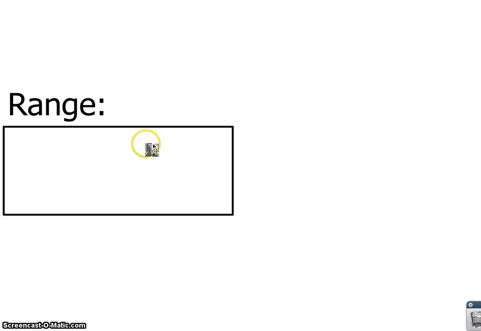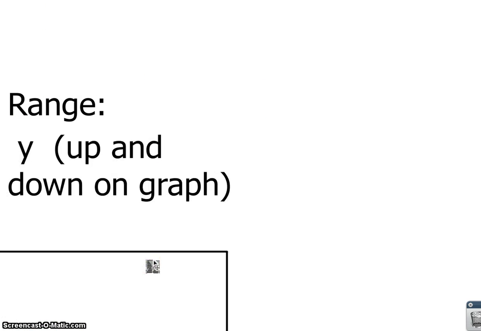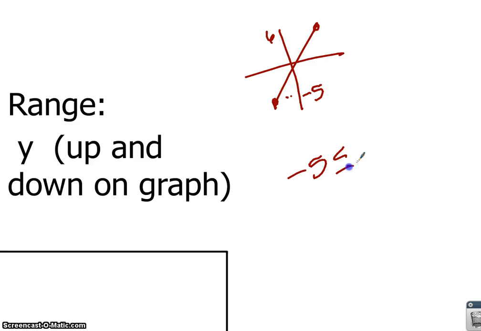Your range is going to be your y values, and it's up and down on a graph. Once again, if they give you a list of points, it's all the y values in the points. If it's a graph, it's the up and down, so all you're worried about would be your y values. And so we would come over here, and this is like -5, and this is about 6, and so -5 is less than or equal to y is less than or equal to 6.